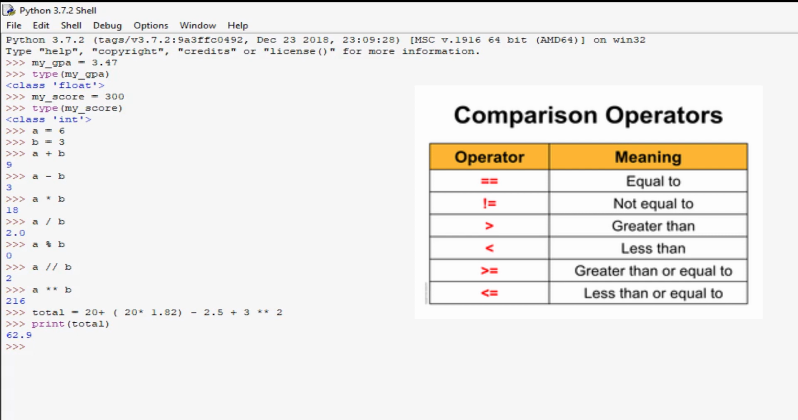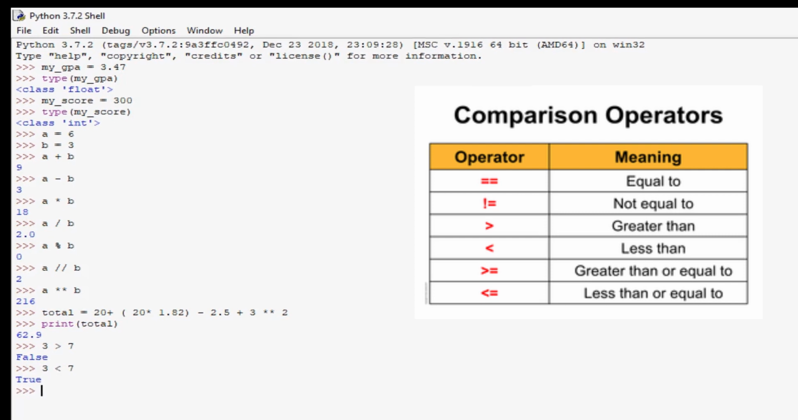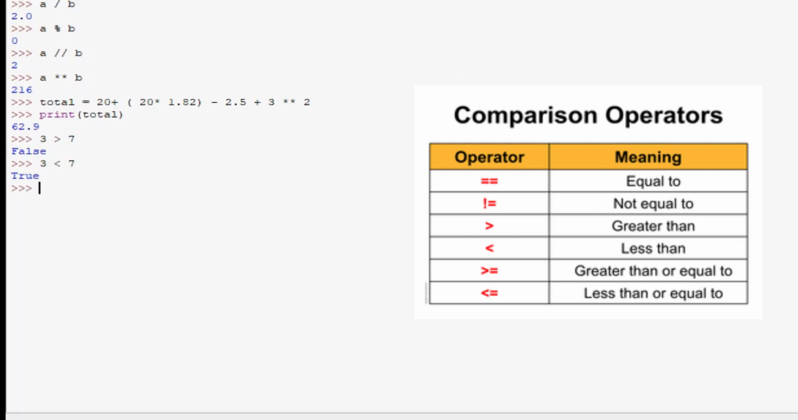First, we have the greater than operator. So we can write like 3 is greater than 7. And this of course gives us back false because 3 is clearly not greater than 7. And then we also have the less than operator. So like 3 is less than 7 and the computer, as you can see, returns true.